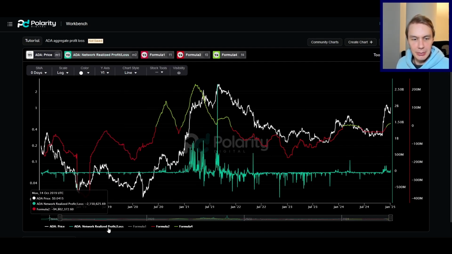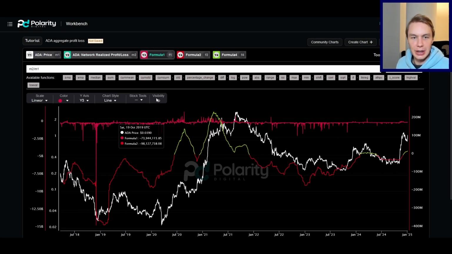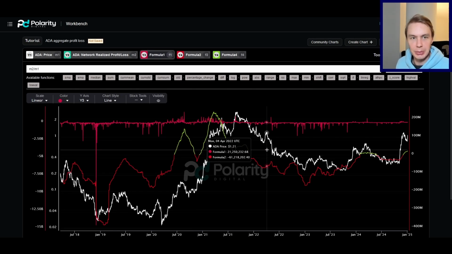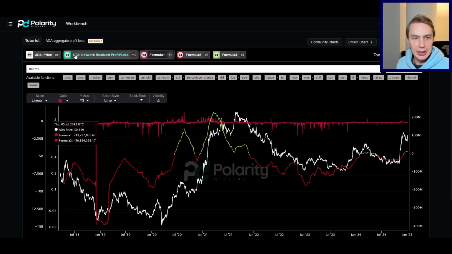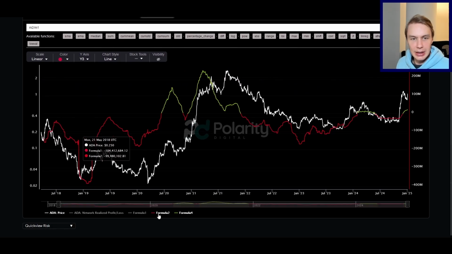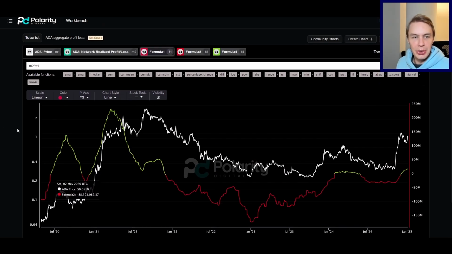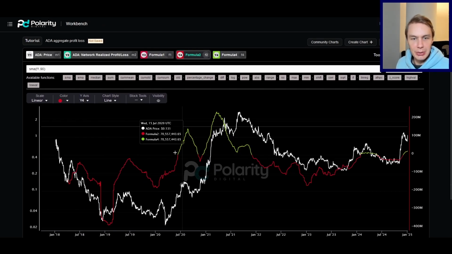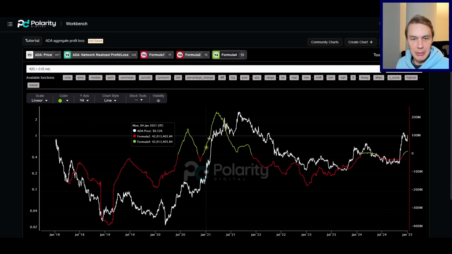I used our workbench tool that I'm showing you here, where you can make your own custom formulas to take raw data and make it more useful and interpretable. I first normalized this profit and loss, which is denominated in USD, and denominated it in terms of number of ADA, which makes it more comparable across ADA's history. Then with this formula, formula 2, it's the 90-day moving average of that normalized profit and loss. And then this is just an if statement to add the color coding.